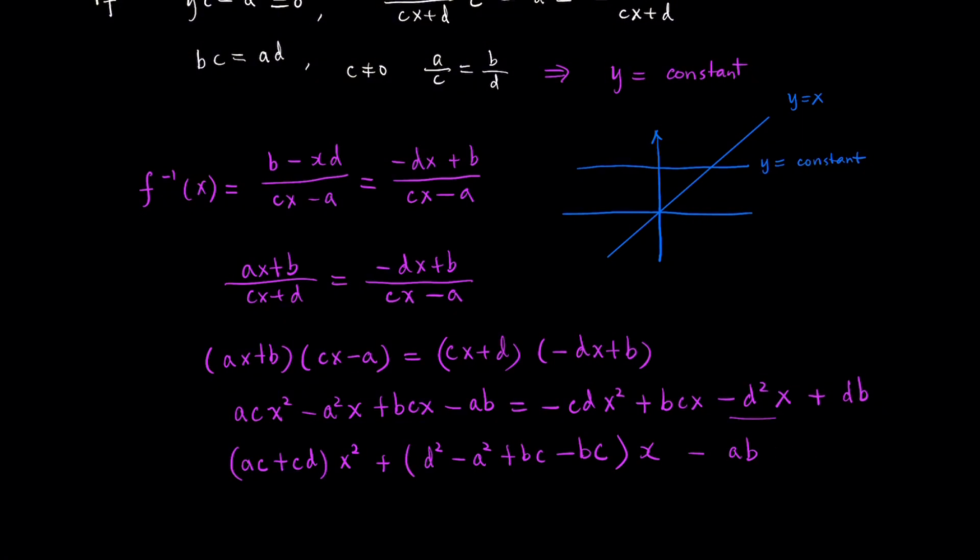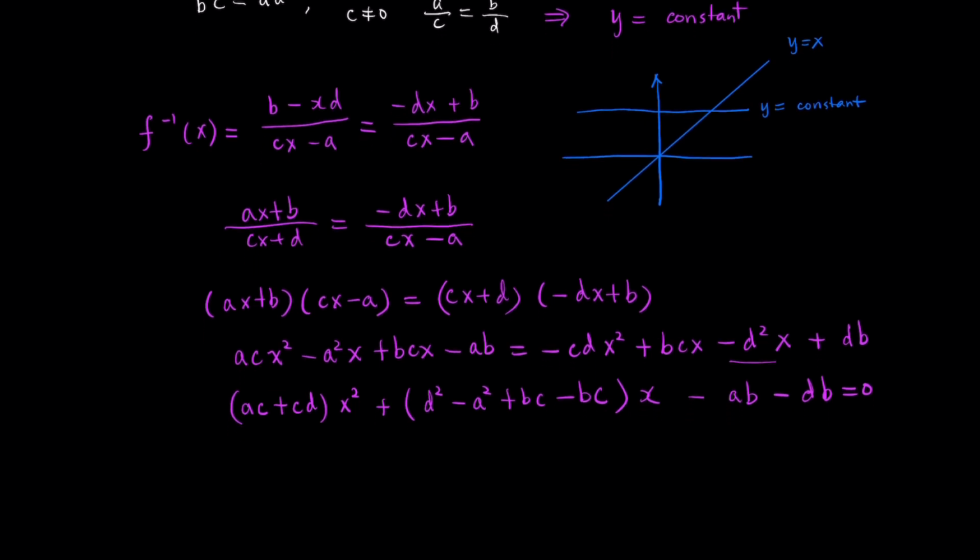So that's a minus AB minus dB equal to 0. So this equation has to be 0. The coefficient has to be 0, okay? Because the two functions are identical. It means this is what we have.